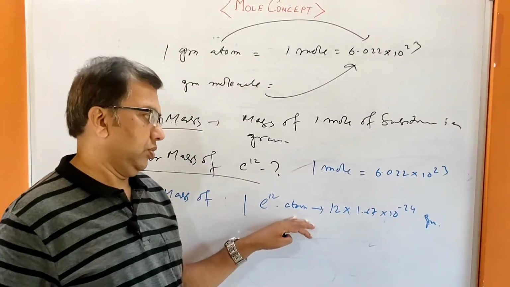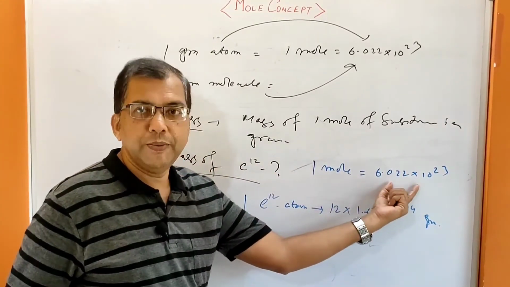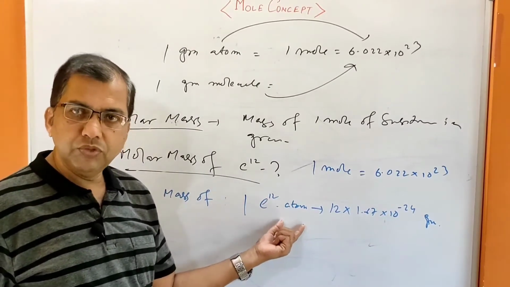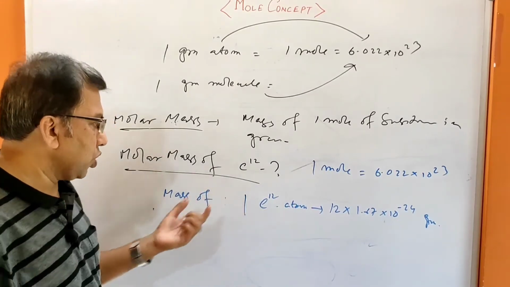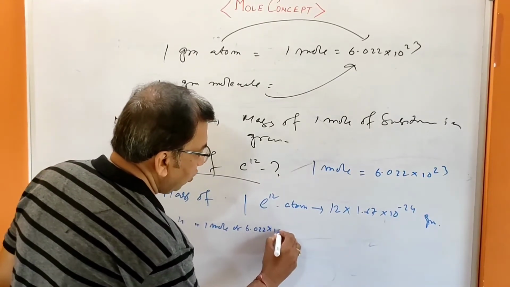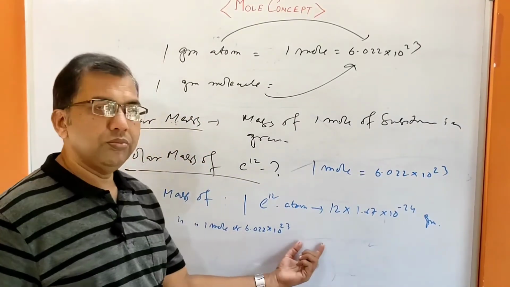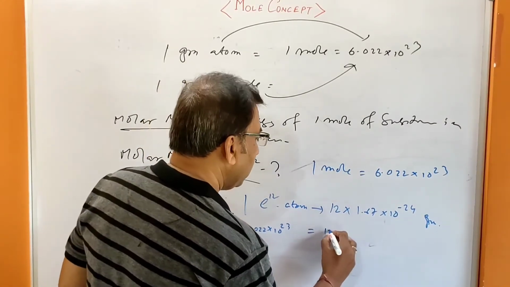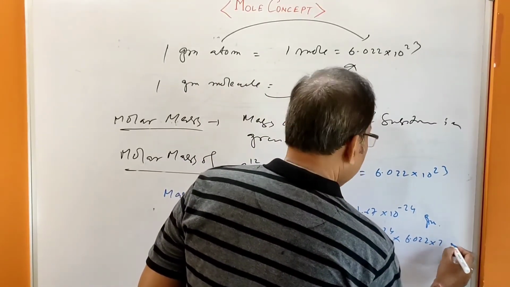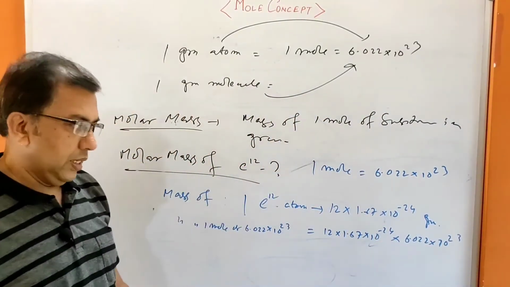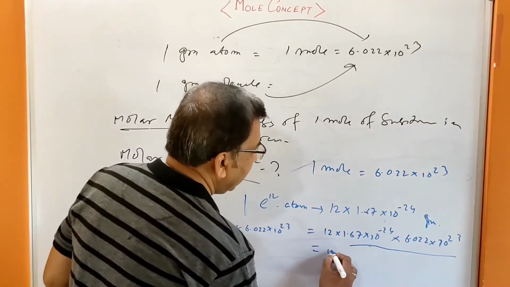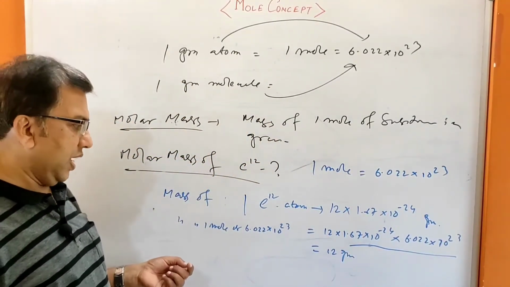If mass of 1 carbon 12 में कितना मोल है? 1 मोल. The molar mass of carbon 12 कितना? 12 gram. 1 मोल का मतलब 6.022 × 10^23 atoms, तो 12 × 1.67 × 10^-24 × 6.022 × 10^23 मल्टीप्लाई हो जाएगा. ये दोनों मल्टीप्लाई होने से आएगा 1. तो मोलर मास ऑफ कार्बन 12 आ गया 12 ग्राम, या ग्राम एटॉमिक मास.